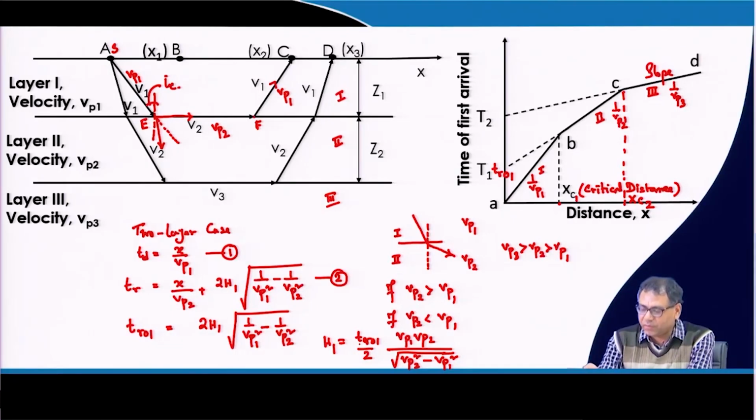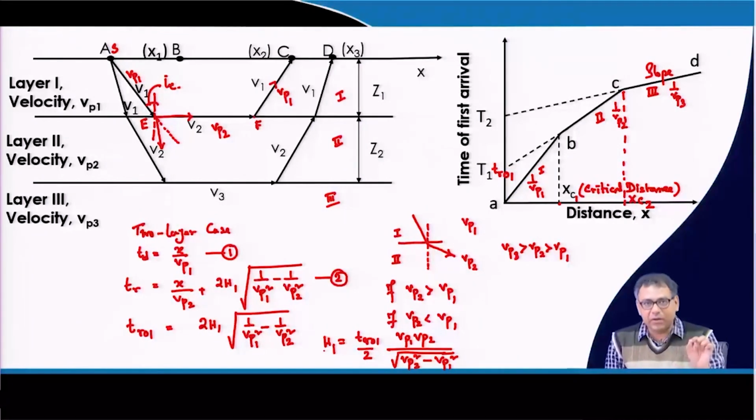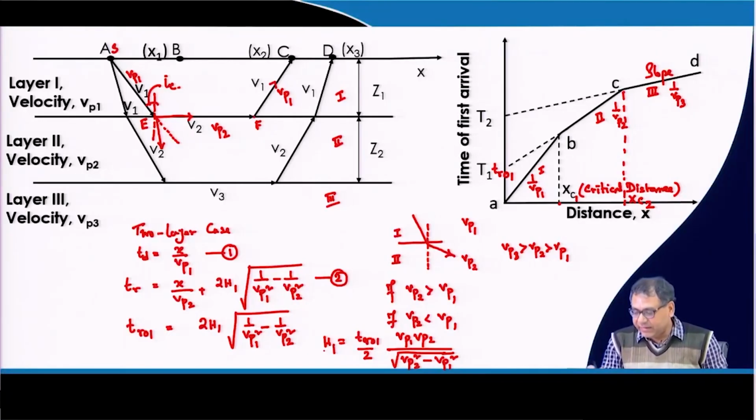So, this slope will give us the velocity of the corresponding layers, and if I put the velocity and if I know the Tr01 from the graph, then I will get the h1 thickness. This is one way. In another way also I can get the thickness h1. As I mentioned, at the critical distance the direct rays and the refracted rays will reach at the same time. So, this is the critical distance xc1.